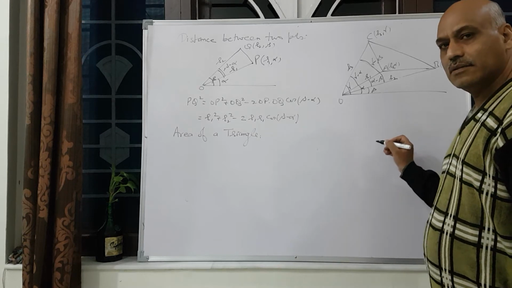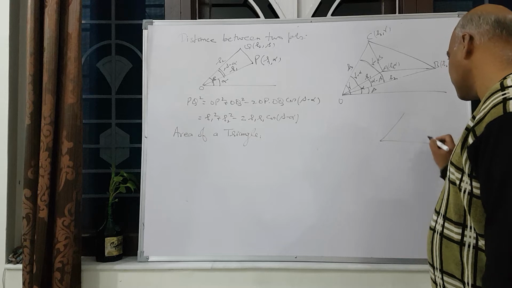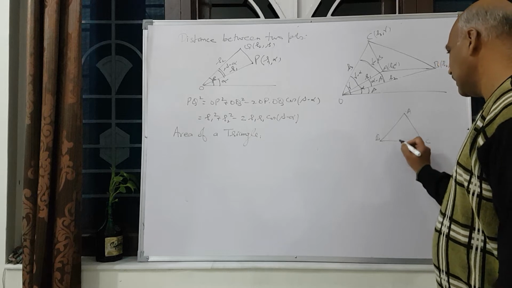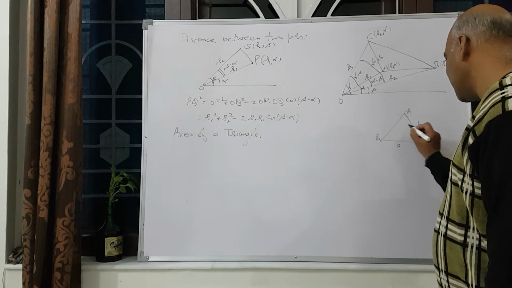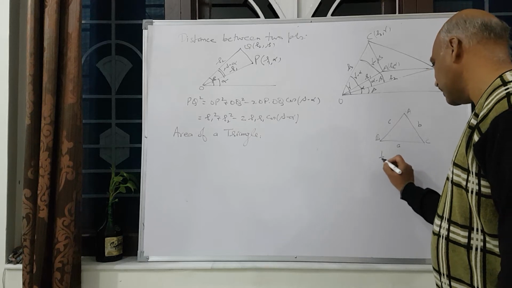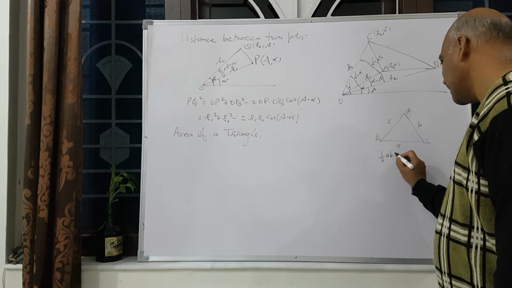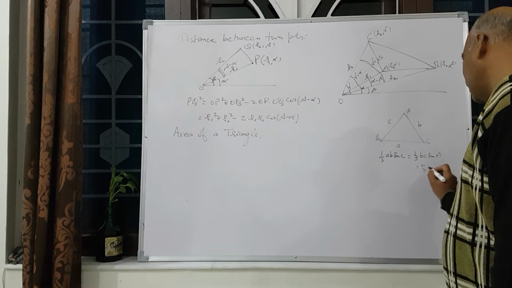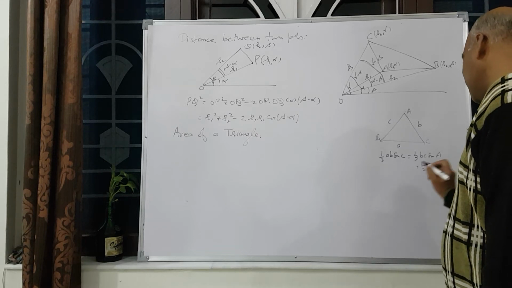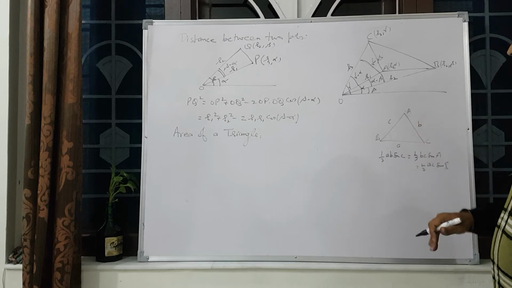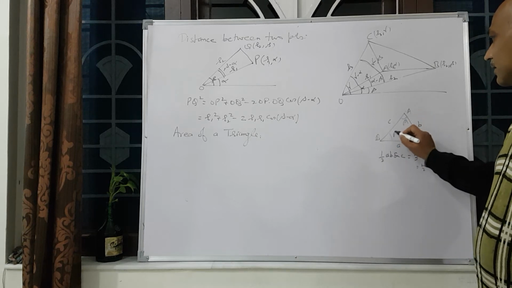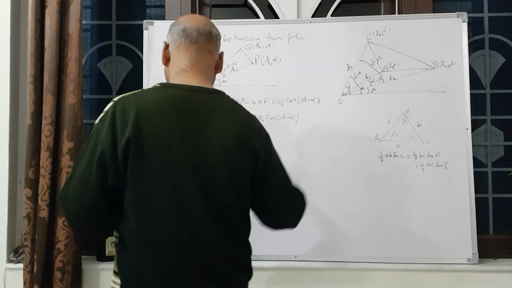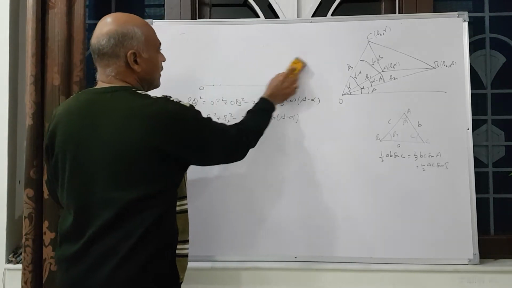Now, the area of a triangle: we know the area of a triangle where the sides are a, b, c. The area becomes half ab sin C, equal to half bc sin A, equal to half ac sin B. So if the sides are a, b, c and the angles are A, B, C, the area remains like this. But from here we have to find the area in polar coordinates.